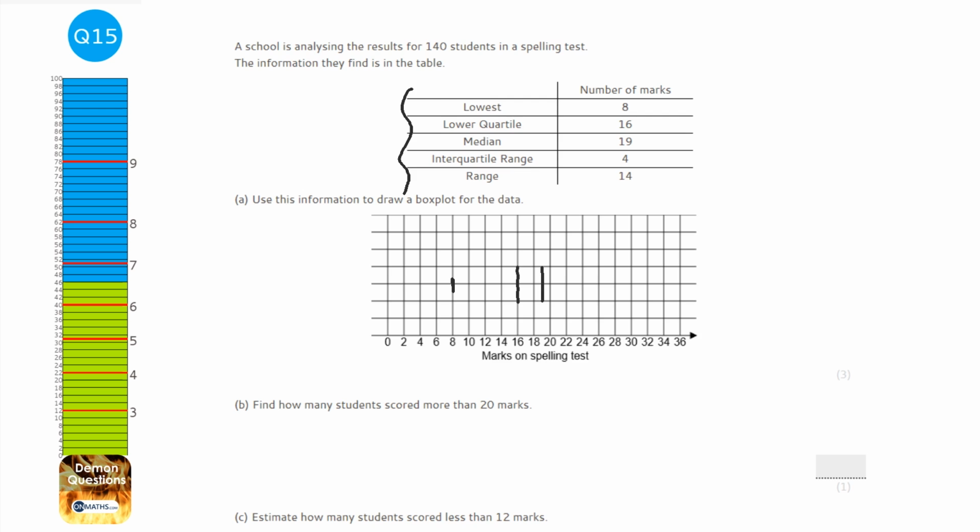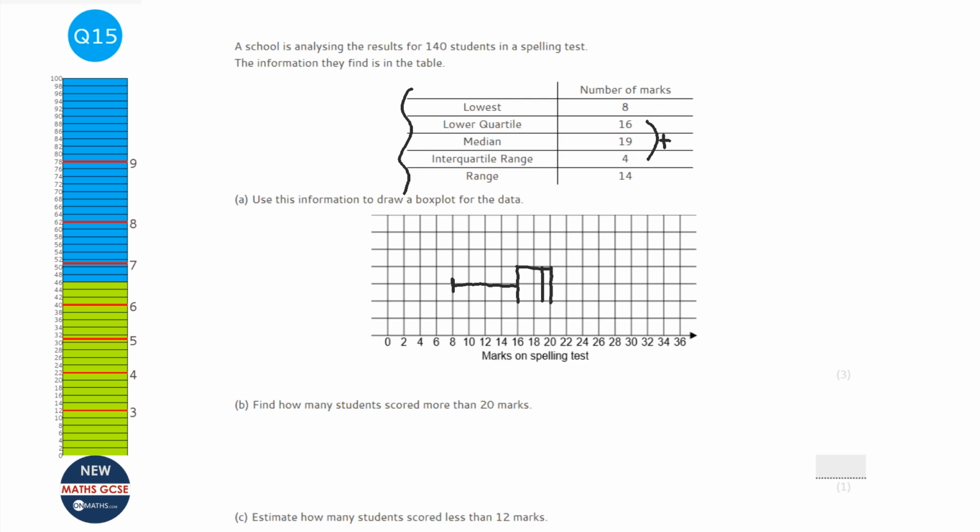But then I'm not given the other two that I need to plot. So to work those out, I'm given the interquartile range is 4. Well, the interquartile range is the distance between the lower quartile and the upper quartile. And if the lower quartile is 16, then the interquartile range will tell us that the upper quartile has to be 20, because we just add that on. So it's going to be here.